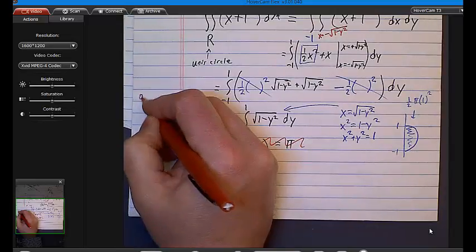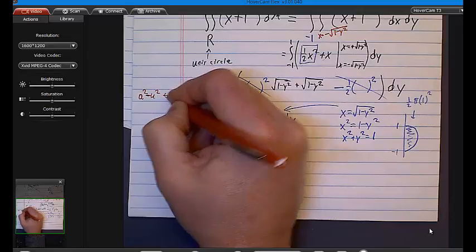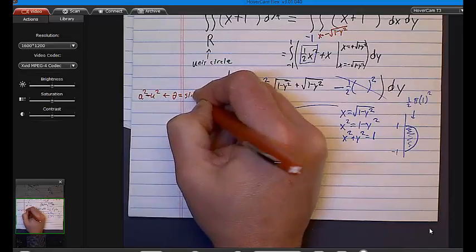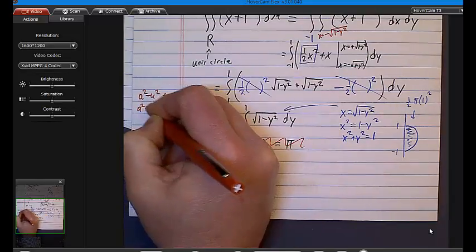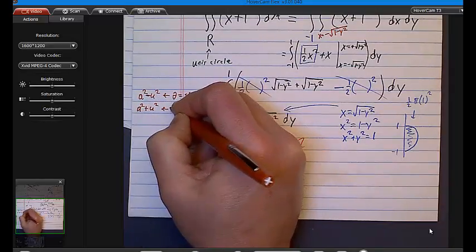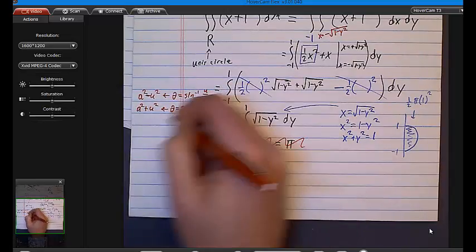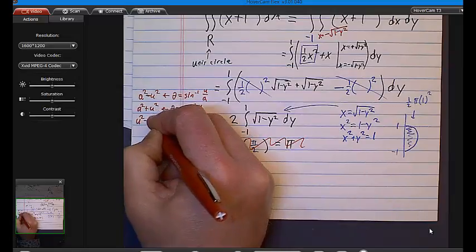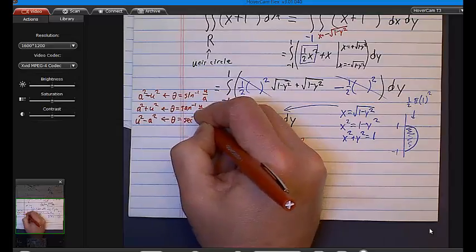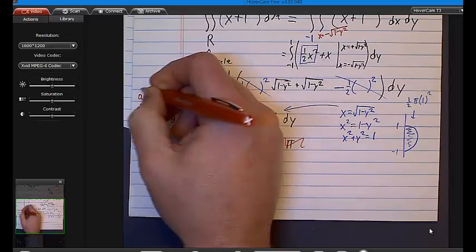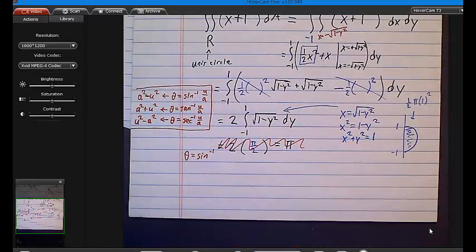If you have a squared minus u squared, you might try theta is the inverse sine of u over a. If you have a squared plus u squared, you might try theta is the inverse tangent of u over a. And if you have u squared minus a squared, you might try theta is the inverse secant of u over a. So these are my little things in the memory box from Calc 2.